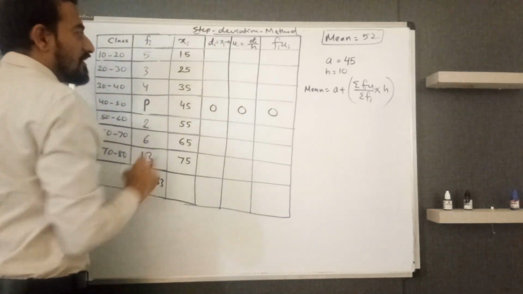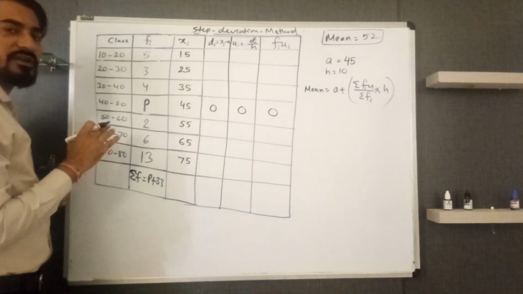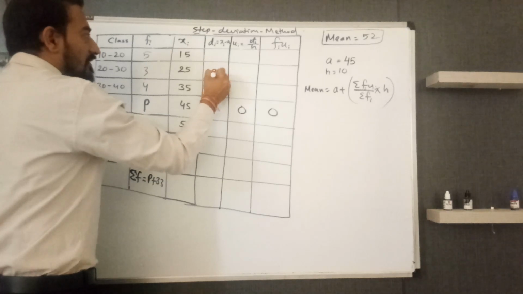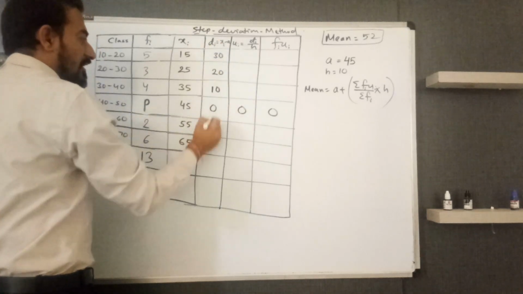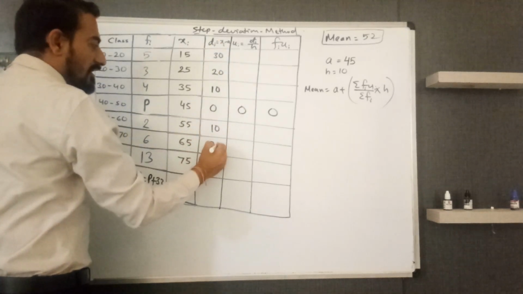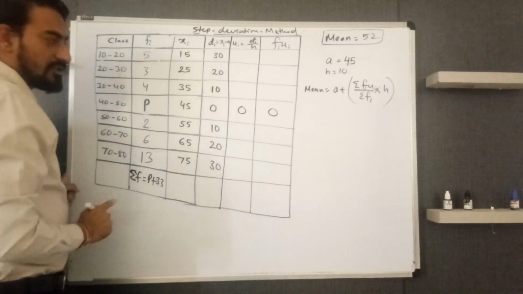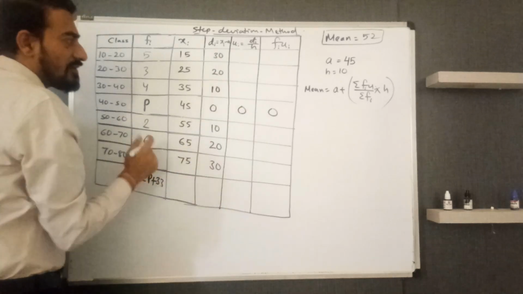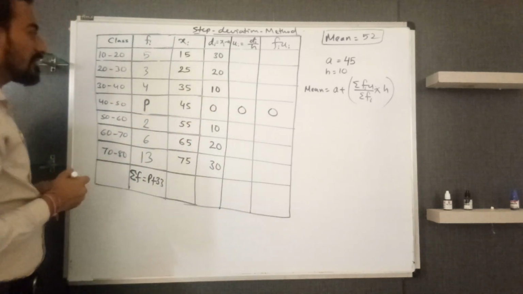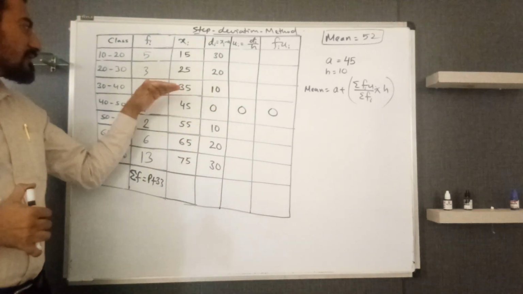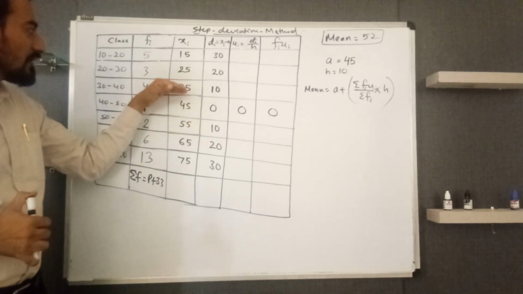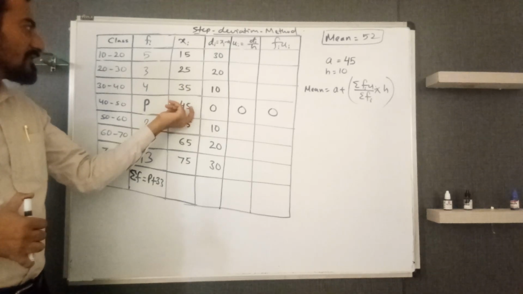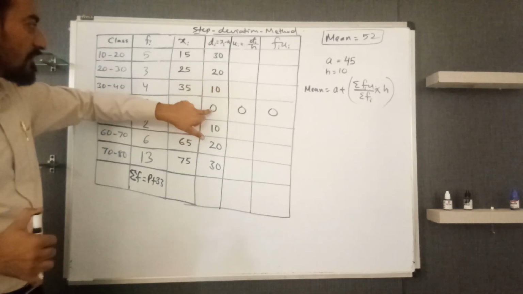Here for d you have to write the multiplicative table of the class size. So the class size is 10: 10, 20, 30. The multiplicative table, and all the values just previous to the assumed mean. The assumed mean is 45, so its respective value is 0.